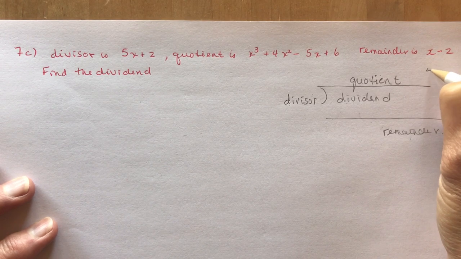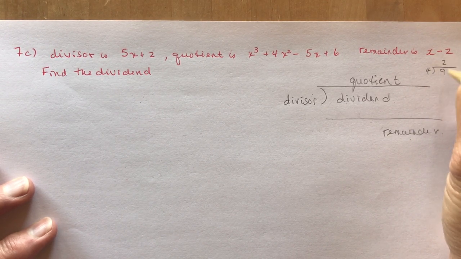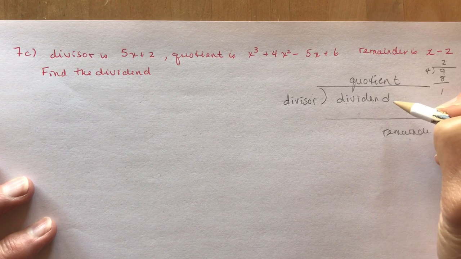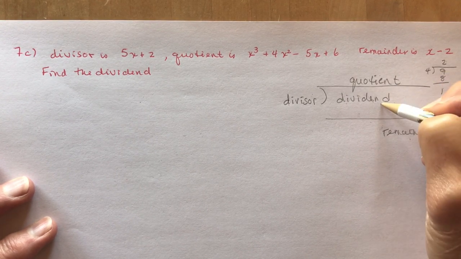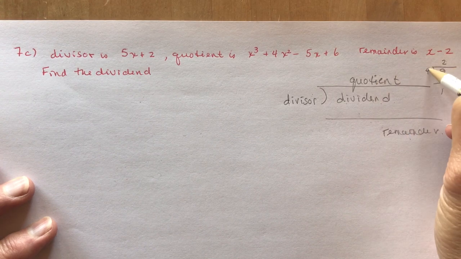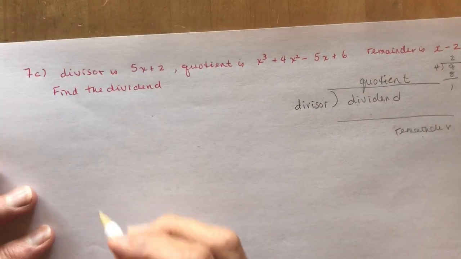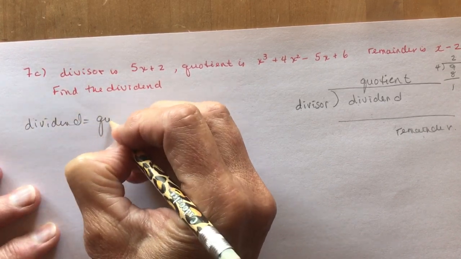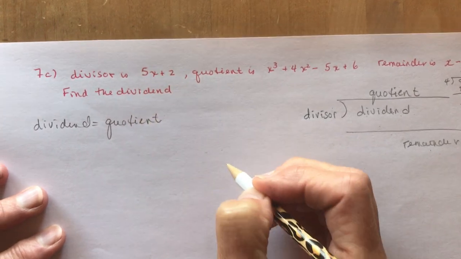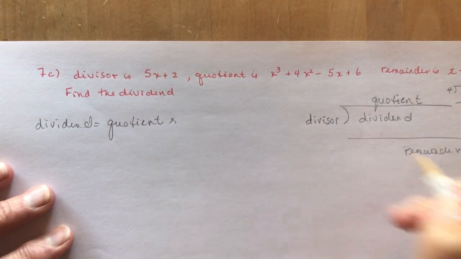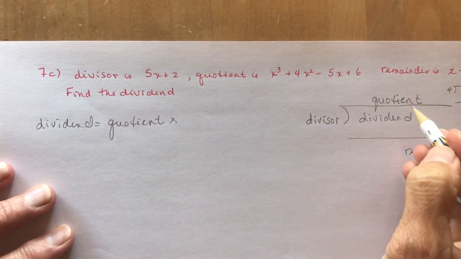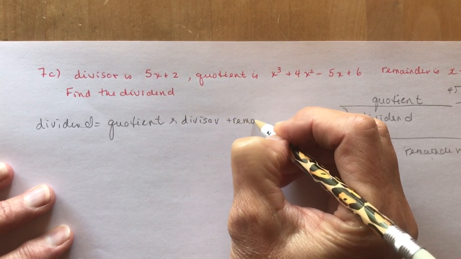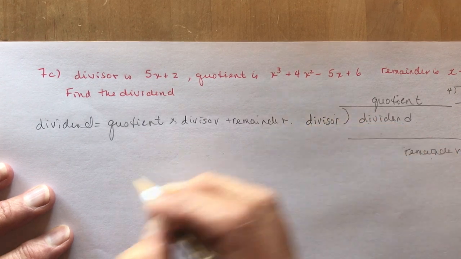Let's say 4 divided into 9 is 2. So 9 is 2 times 4 plus 1. So the dividend, which is equivalent to my 9, is equal to the quotient times the divisor plus the remainder. So dividend is equal to quotient times divisor plus the remainder. There's several questions like this in your homework assignment, so I thought I should do one just so you've got it in your notes. Now all you have to do is plug those numbers in, expand, and simplify.